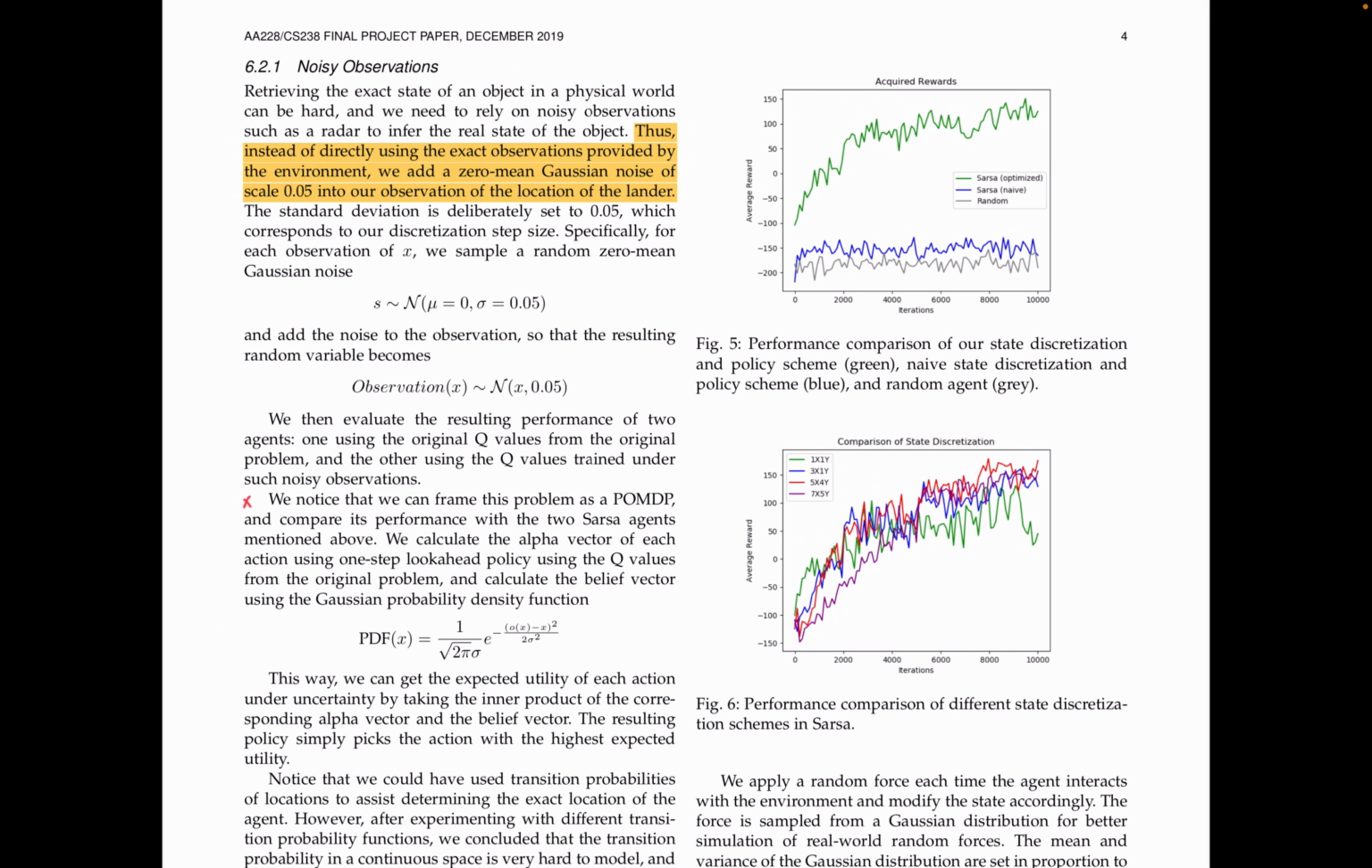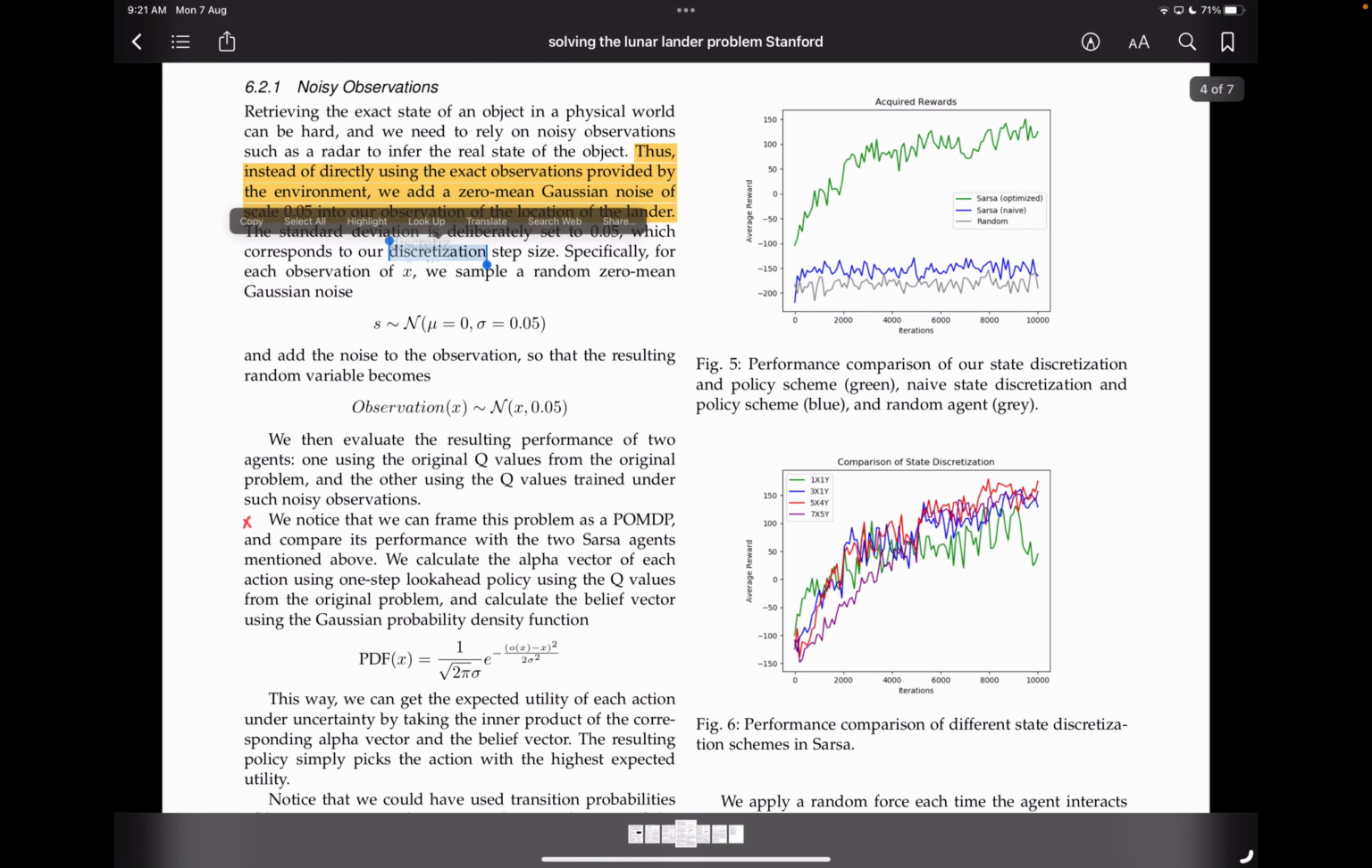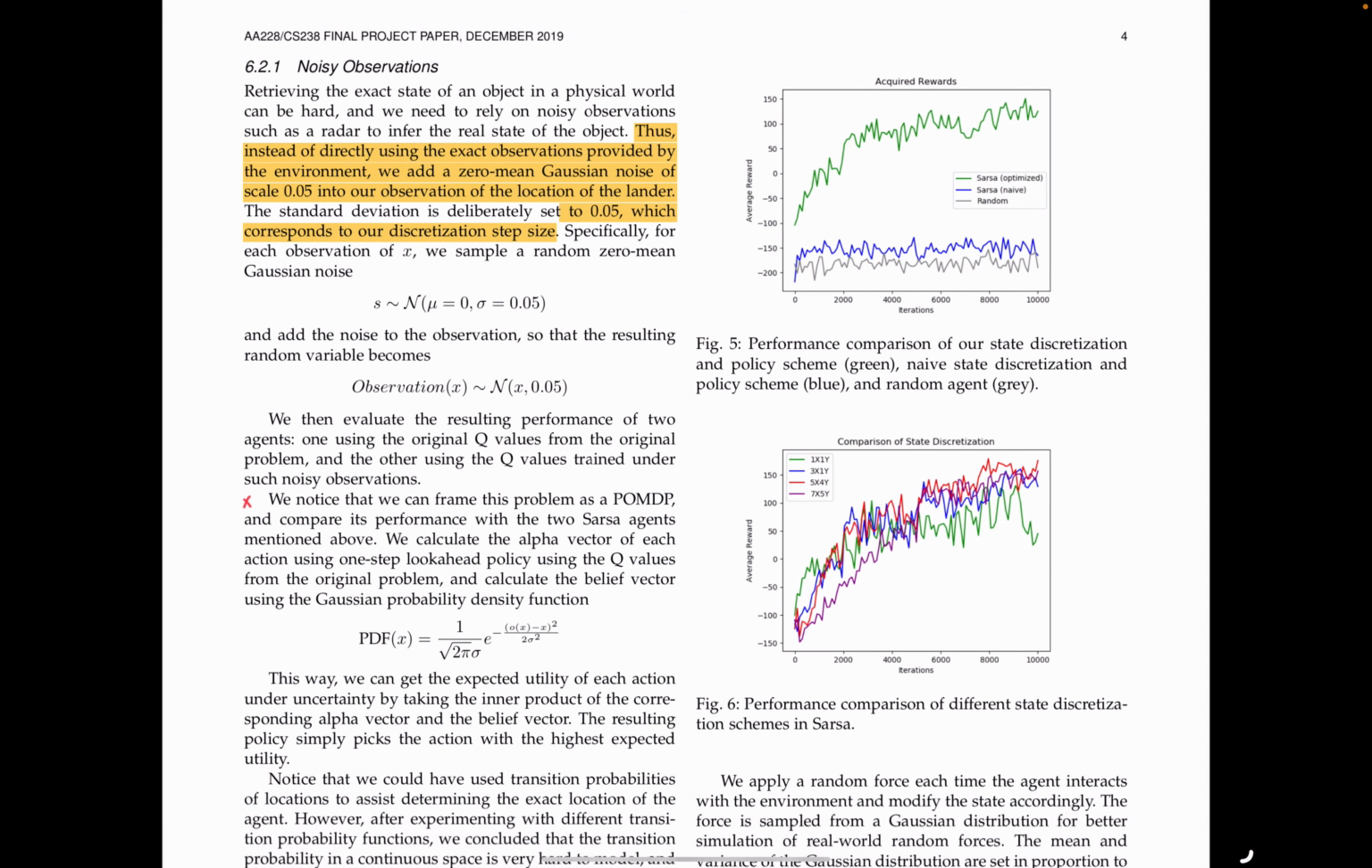Instead of directly using the exact observations provided by the environment, we add zero-mean Gaussian noise of scale 0.05. And this scale is very important because we have the same discretization step size as well. So 0.05 is the discretization step, and it is also the scale of the Gaussian noise, right?